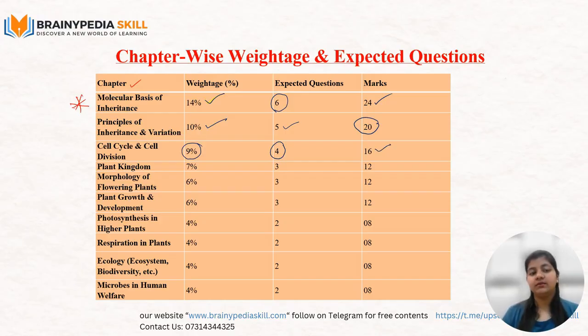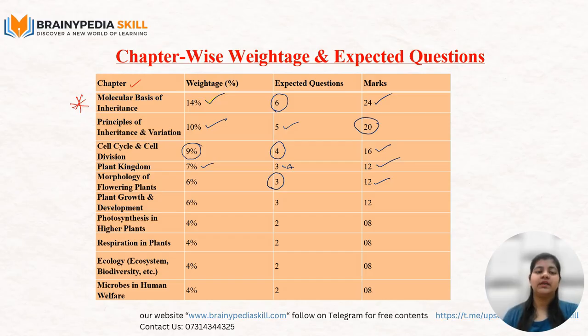Plant kingdom, again, as we are talking about botany, this unit cannot be left behind. So yeah, it covers 7% of your weightage, and you can have 3 to 4 questions from this unit or this chapter, and you can gain marks up to 12. Then morphology of flowering plants, from this also 3 questions are very obvious. Okay, so if you do this unit, you can gain up to 12 marks.